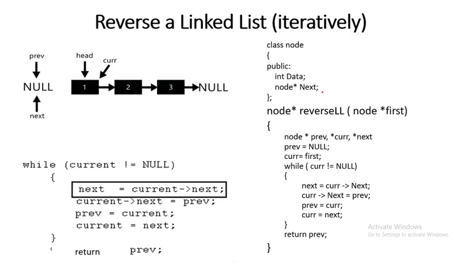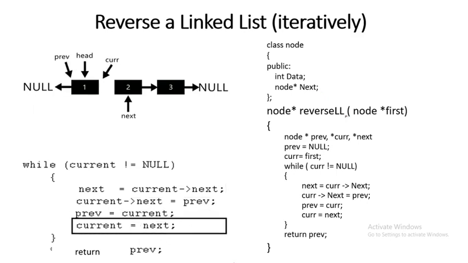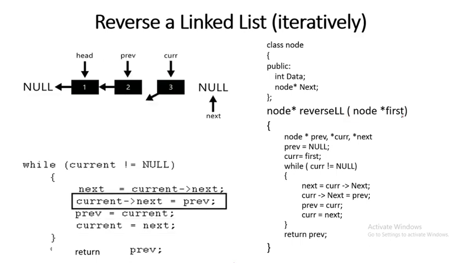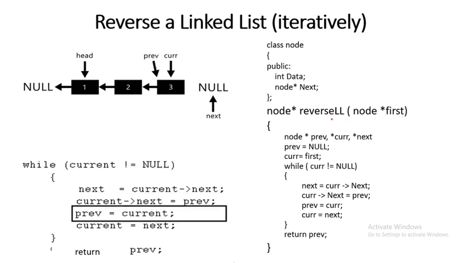Now this is the actual method which is performing the reversing task. This particular method, reverse LL, takes one parameter, and this parameter is nothing but the base address of the list to be reversed. It returns a pointer to the base address of the reversed list. That's why the return type is of kind node pointer.